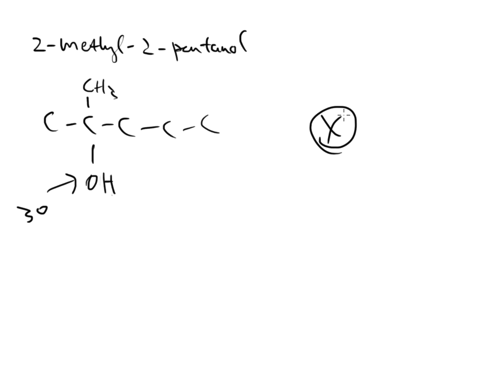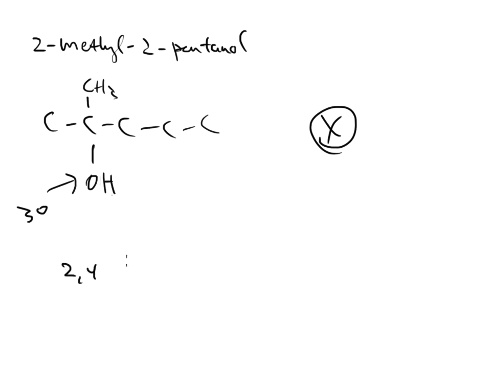You can't do that here. There's no hydrogen on that carbon because it's tertiary. So no products. No products are going to happen because that alcohol cannot oxidize. Only primary and only secondaries can. All right, so let's take a look at number 4.